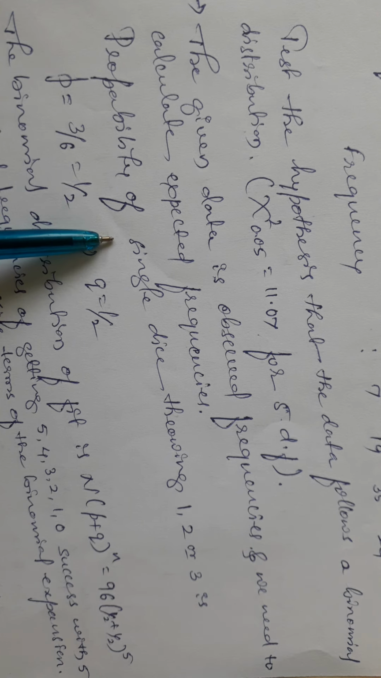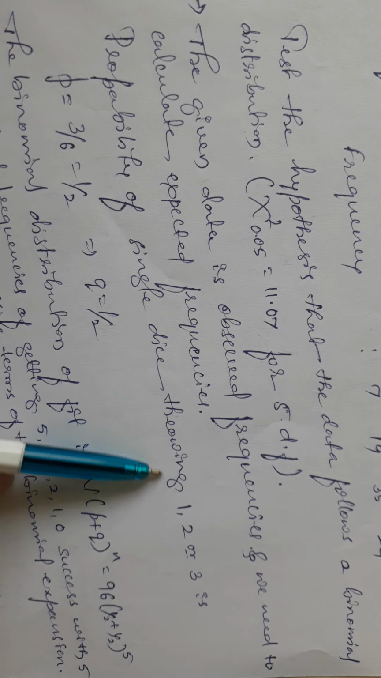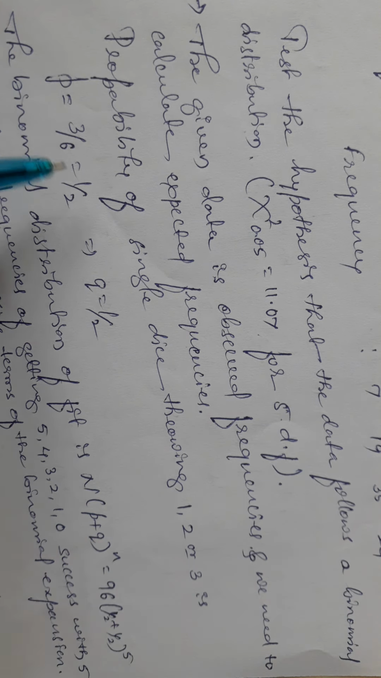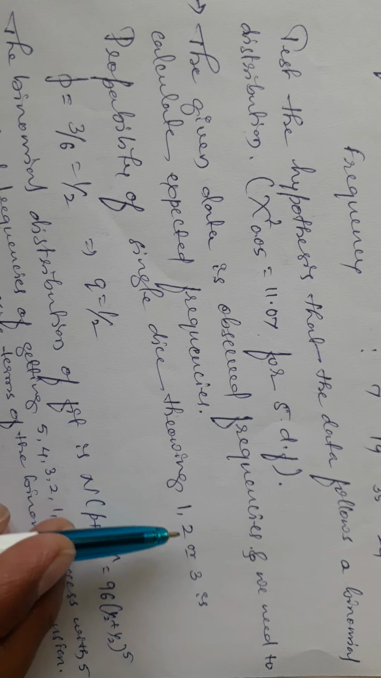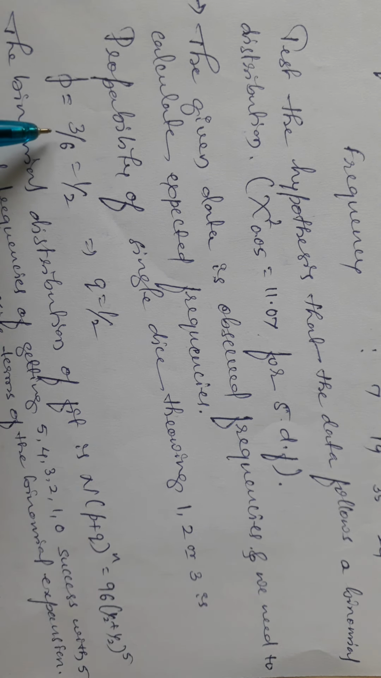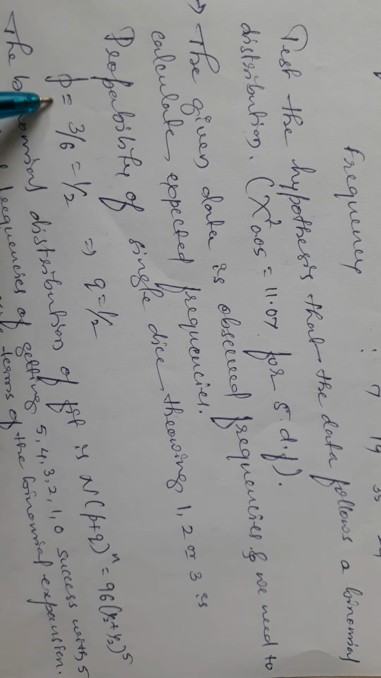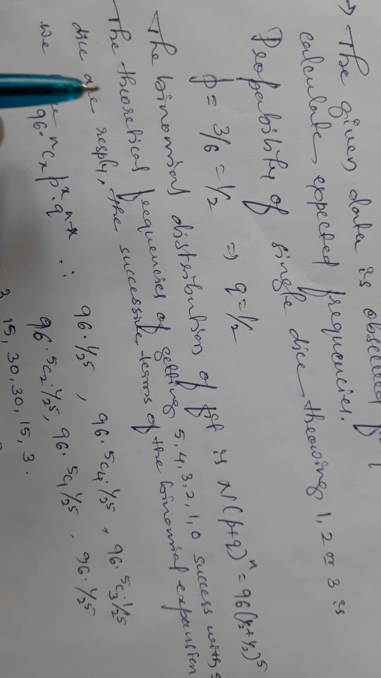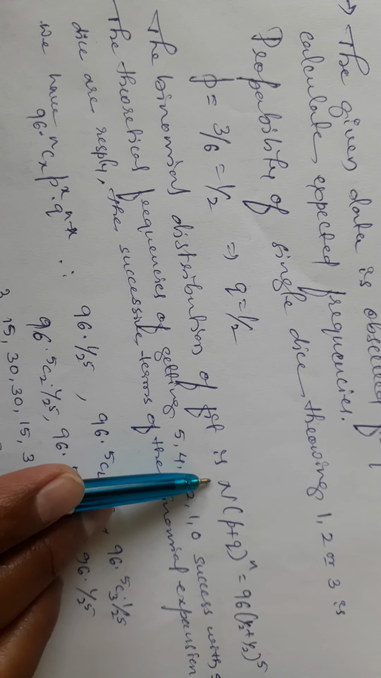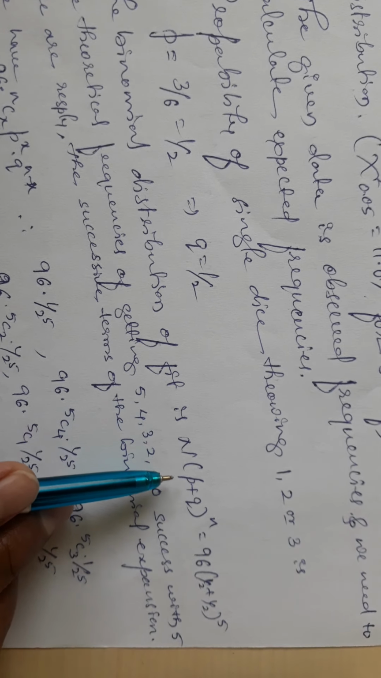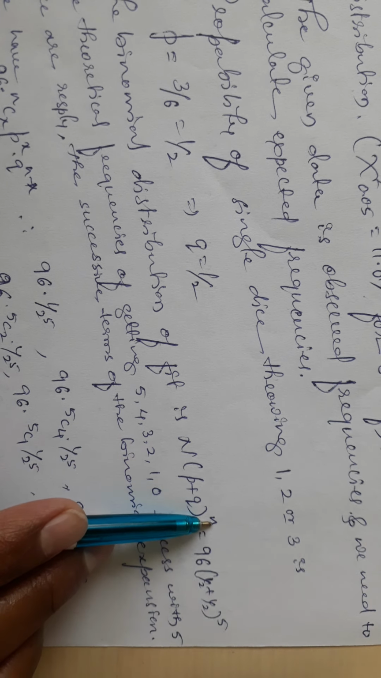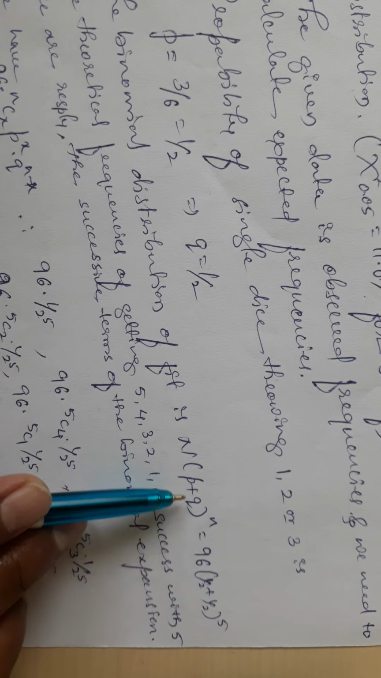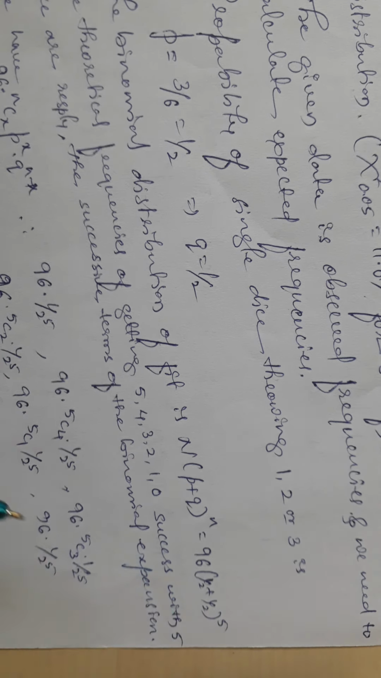Therefore, the probability of a single die showing 1, 2 or 3 is, since there are 3 numbers, 1 by 6, 1 by 6, 1 by 6. The sum is 3 by 6, therefore 1 by 2. So P is 1 by 2 and Q is 1 by 2. Therefore, the binomial distribution fit is N into (P plus Q) to the power n. Here N is 96 times and n is 5 dice, and P, Q are 1 by 2, 1 by 2.